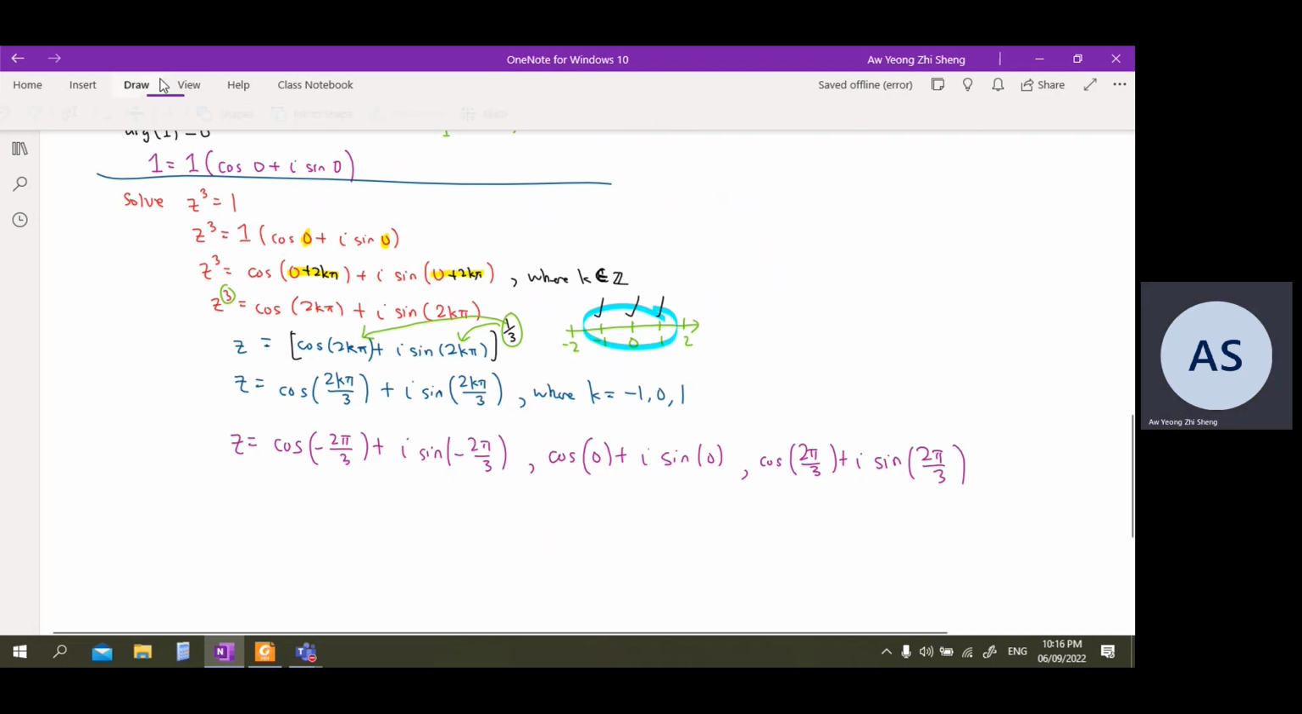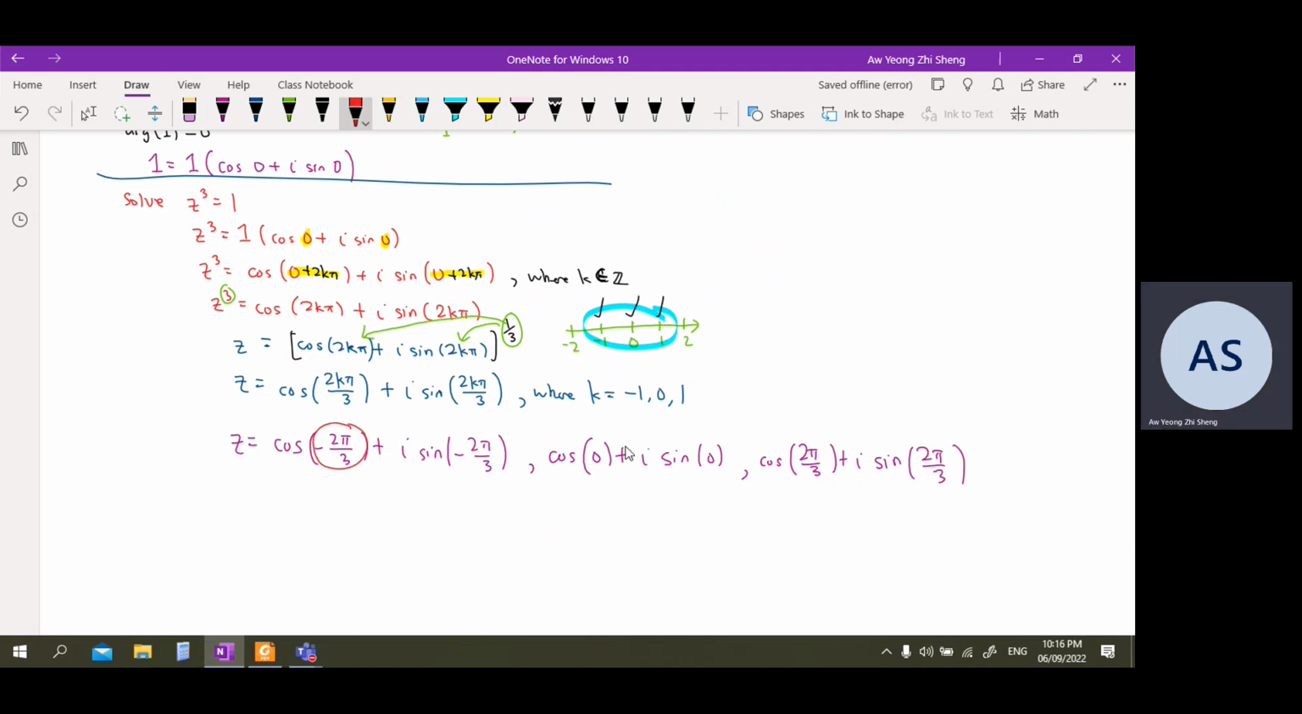Now you notice that the arguments that you have in your 3 solutions, minus 2 pi over 3, 0, and 2 pi over 3, are all within the principal range. And recall that the principal range of argument is such that your angle theta is between minus pi to pi. Right? So if you check these three arguments, they are all within the principal range. This is the benefit of selecting three consecutive integers which are nearest to 0 as the value of k.